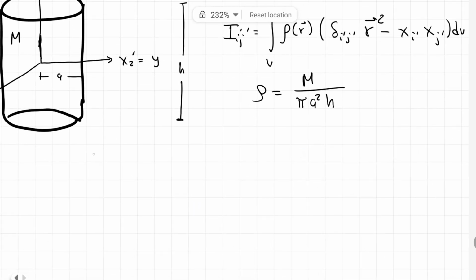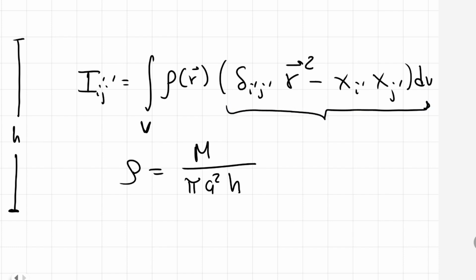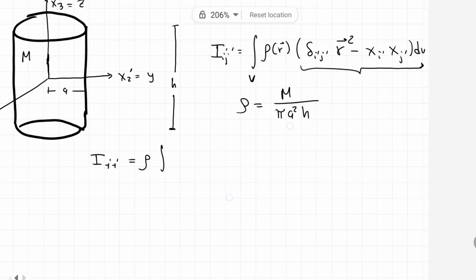So we are going to start by calculating the components of the inertia tensor. So for example, let's start with the component I1 prime 1 prime. What will that be? Well, this is going to be equal to the density times the integral of this integral is evaluated on a volume. Of course, this V represents the volume of the cylinder. So we are going to integrate this quantity over all the volume of the cylinder. That is an important aspect.